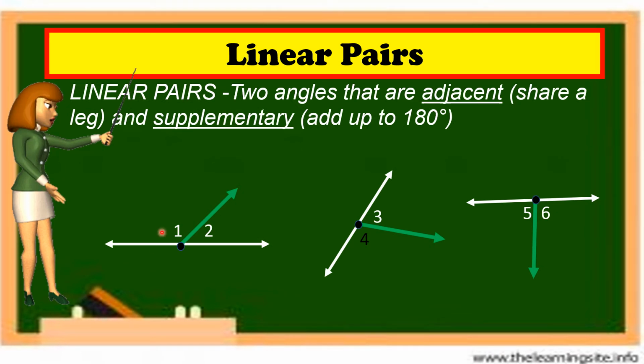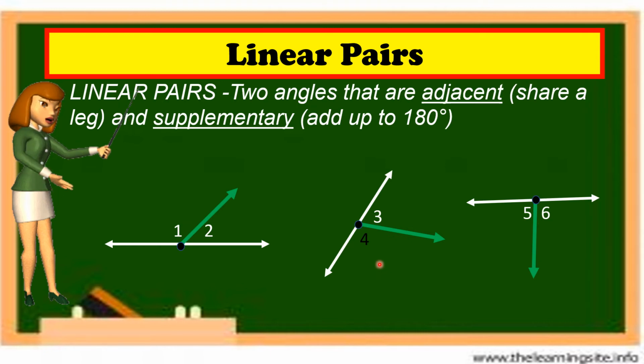Linear pairs. Two angles that are adjacent, share a leg, and are supplementary add up to 180 degrees. Look at our figure. We have angle 1 and angle 2. The two angles share a leg. The leg is the blue-green one. So angle 1 and angle 2 are adjacent angles. At the same time, the two angles are supplementary, and we can call the two angles linear pairs.